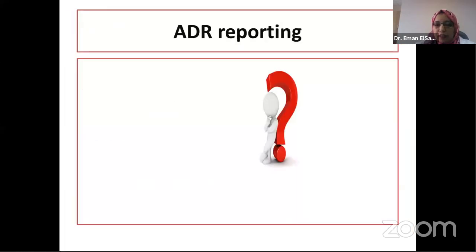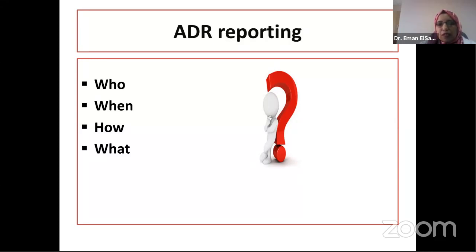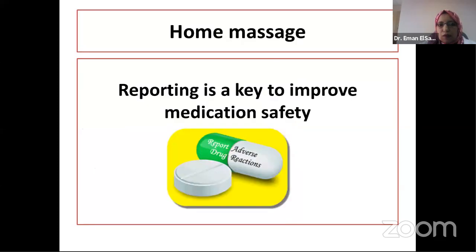So finally, ADR reporting: who should report? Any healthcare provider should report: nurse, pharmacist, physician, clinical pharmacist. When? Within 24 hours. How? Via the reporting system in your organization, either on paper or electronically. What to report? Any event that you suspect is from medication. Why do we report? For our safety, for patient safety. So remember that reporting is a key to improve medication safety.